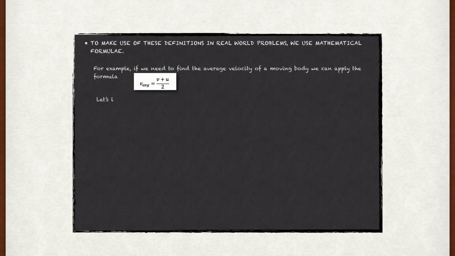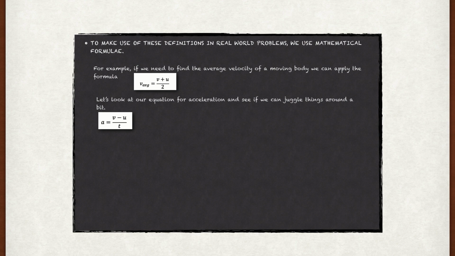Right? So let's look also at our equation for acceleration. See if we can juggle a few things around. We have a is equal to (v minus u) over t. Final velocity minus initial velocity. Please don't get that confused. It's final velocity minus initial velocity divided by the time taken for the change to occur. So if we fiddle around with this a bit, and we can make v the subject, then we can flesh out our first equation of motion.